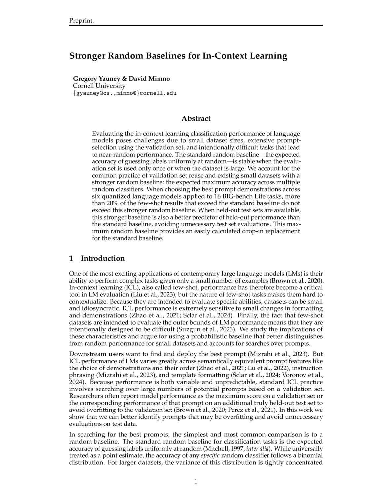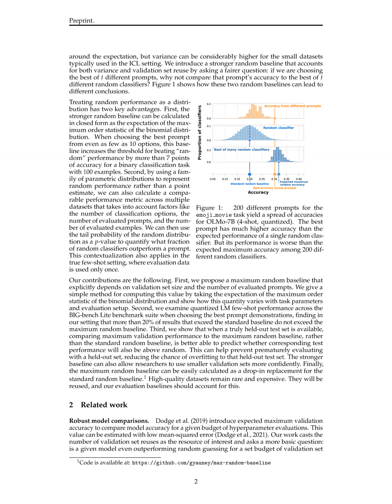The paper addresses the challenge of properly contextualizing the performance of models when dealing with small and idiosyncratic datasets that are used in few-shot evaluations. The proposed method introduces a maximum random baseline that takes into account the variance and validation set reuse, providing a more fair comparison for evaluating the effectiveness of prompts in few-shot tasks.